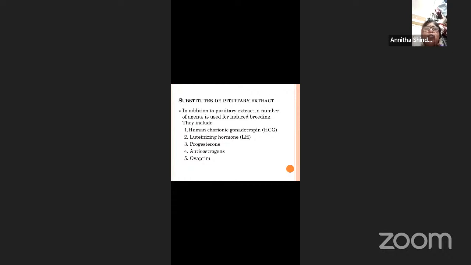Then substitutes of pituitary extract. Nowadays, instead of the pituitary, they are going for HCG, luteinizing hormone, progesterone, estrogens, Ovaprim, Ovatel, Ovatide and all those things. According to modern technology, instead of pituitary extract, they are using these.